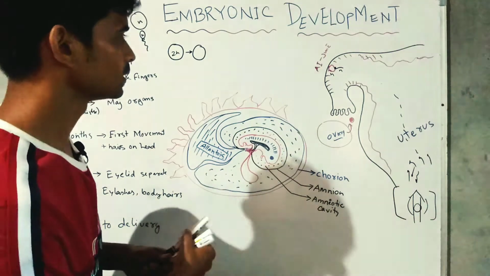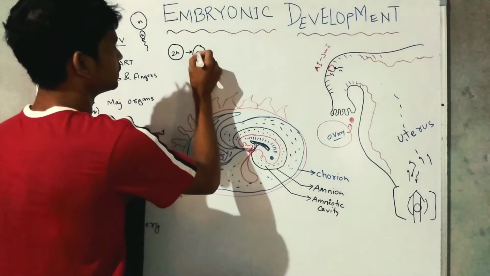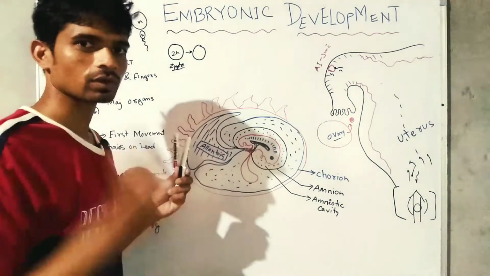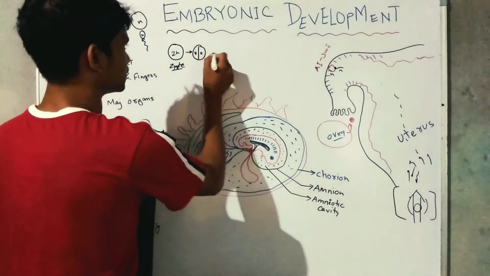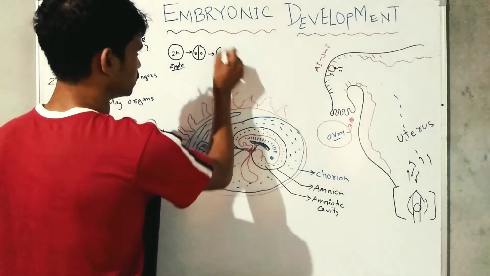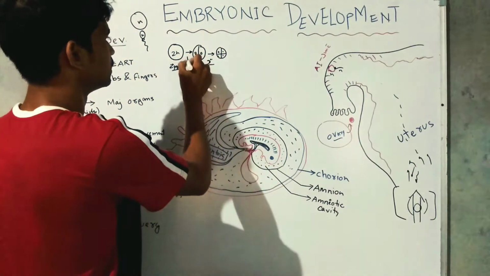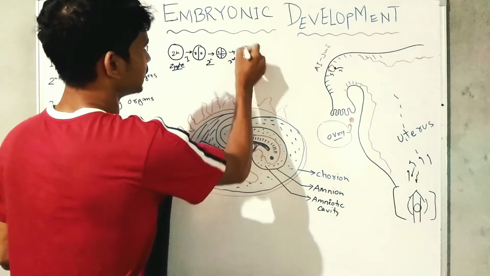What we were discussing was twice N. After twice N it is the zygote. Zygote is always twice N, you will remember this. After the first cleavage it will be a two cell structure, after the second cleavage a four cell structure, then after the third cleavage an 8 cell structure.